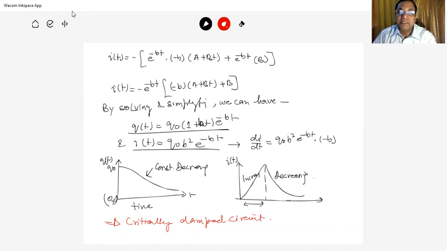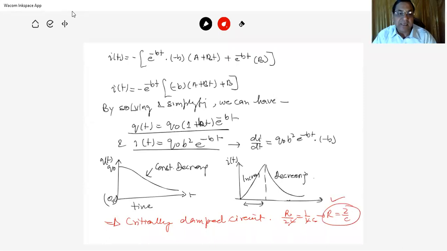When B is, B क्या मतलब क्या हुआ? B means R by 2L is equal to 1 by root LC. So this cancel. This is R is equal to 2 root L by C. Circuit में ये condition है, then it is called as critically damped.